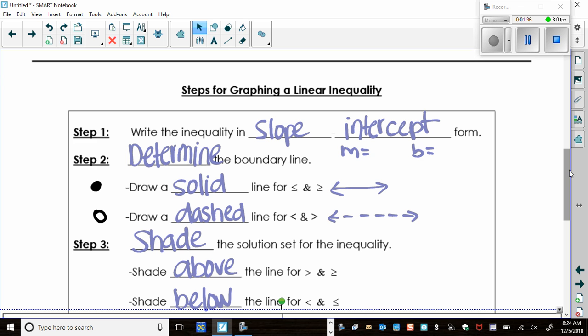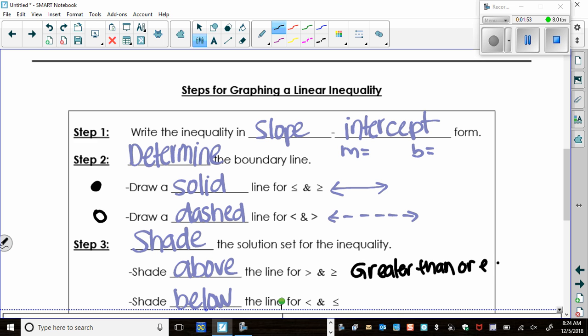So you're going to be shading above or below based on the inequality symbols. Notice how if it's above, you have to shade when it's greater than, or greater than or equal to. And the shading below is when you see the less than or equal to. I'll show you an example of it below here.